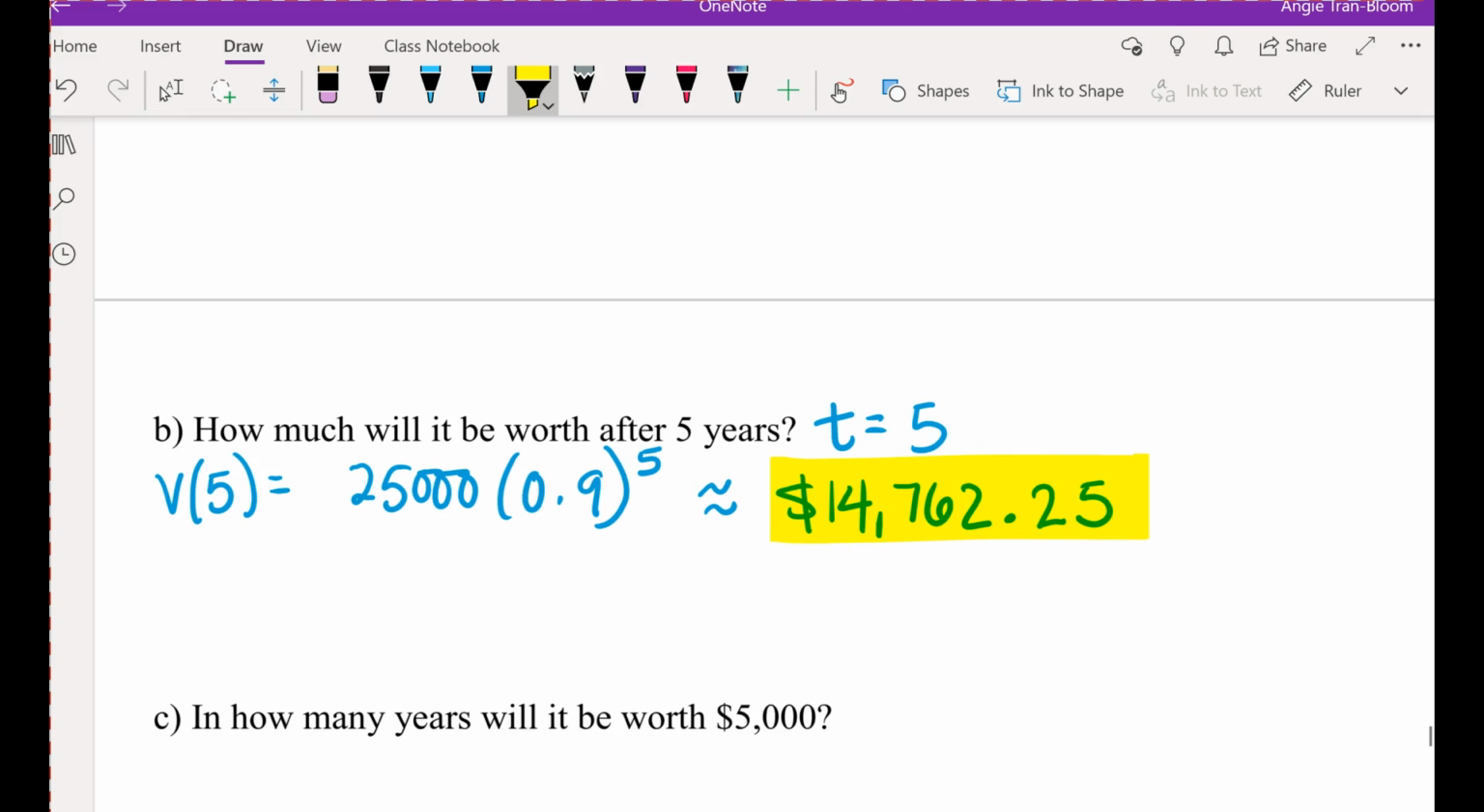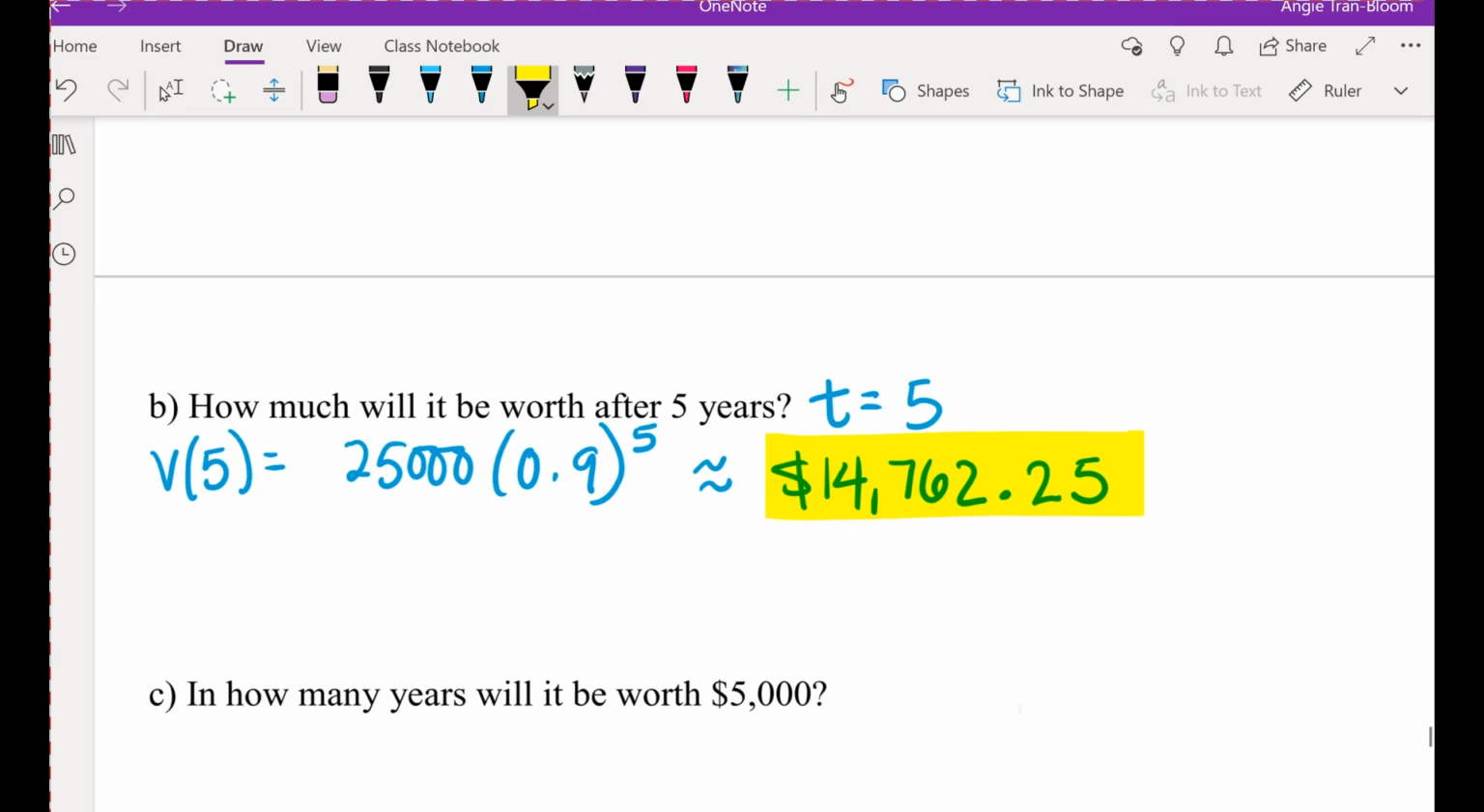Shh. Excuse me. Don't turn around, please. Okay. Chloe, can you help me with number 5, letter C, please? In how many years will it be worth $5,000? Alan, you have your hands up, hon.